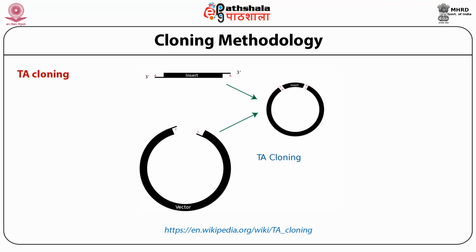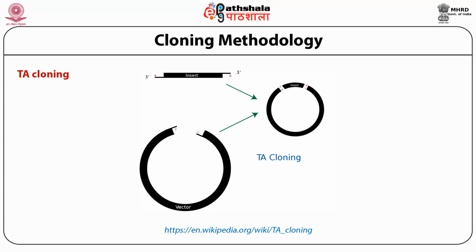TA cloning. TA cloning method exploits the ability of Taq DNA polymerase to generate an A overhang at the 3' end of the DNA after PCR reaction, because that lacks the exonuclease activity or proofreading activity, which would allow it to generate the blunt end. On the other hand, if we use a high fidelity DNA polymerase, which is Pfu, it would result in a blunt end and would not be used for this particular cloning method.